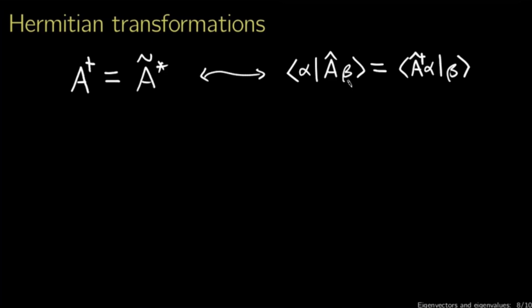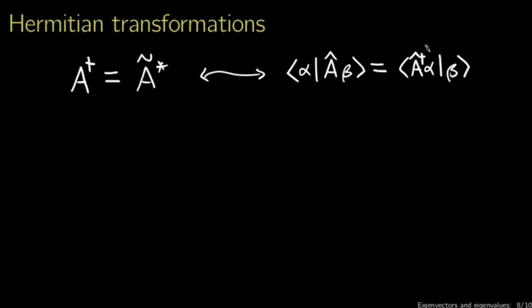So if we allow our transformation to act on the vector on the right of the inner product, versus we take the Hermitian conjugate of the transformation A hat, and allow it to act on the vector on the left of the inner product. This is the essence of taking the Hermitian conjugate. If we take this transformation and allow it to act on the right, we could equivalently take the Hermitian conjugate and allow the transformation to act on the left.